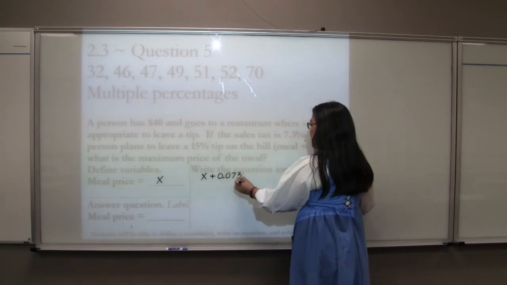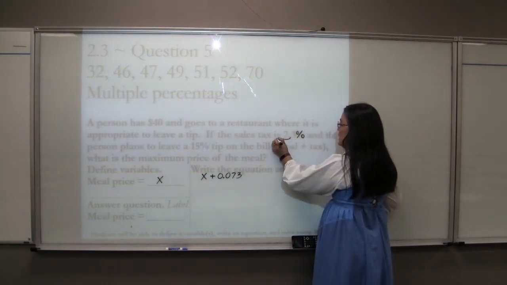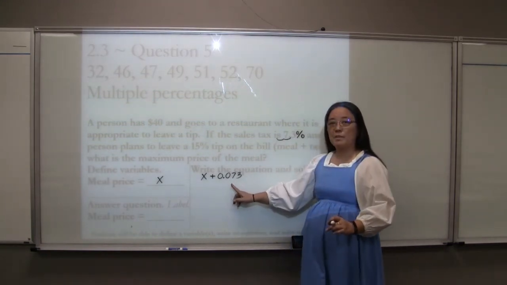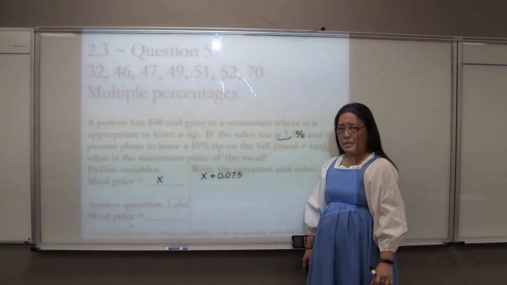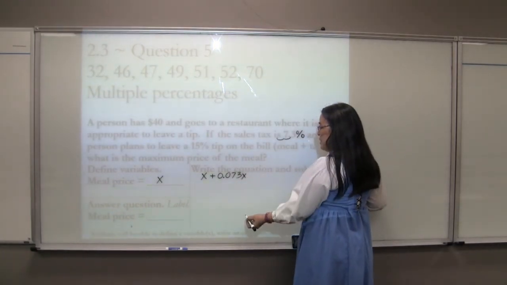0.073. Be very careful with this. We're dividing it by 2 zeros. We have to move it over 2 places. That's why it's 0.073. Many people move it over only one place, in which case they're paying 73% tax. That's difficult. And times the original.